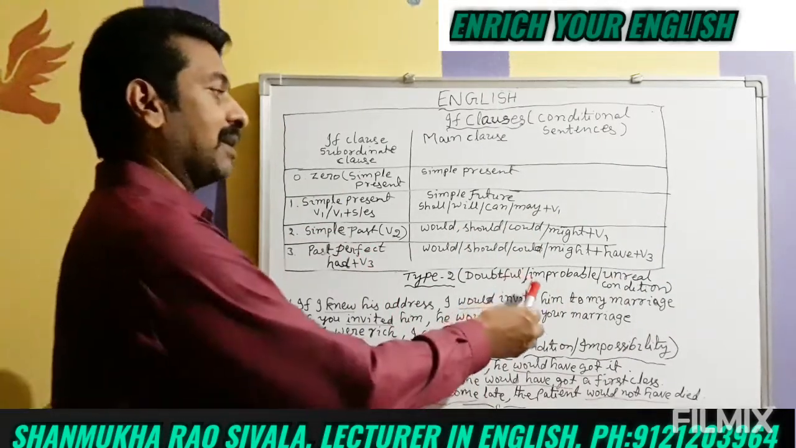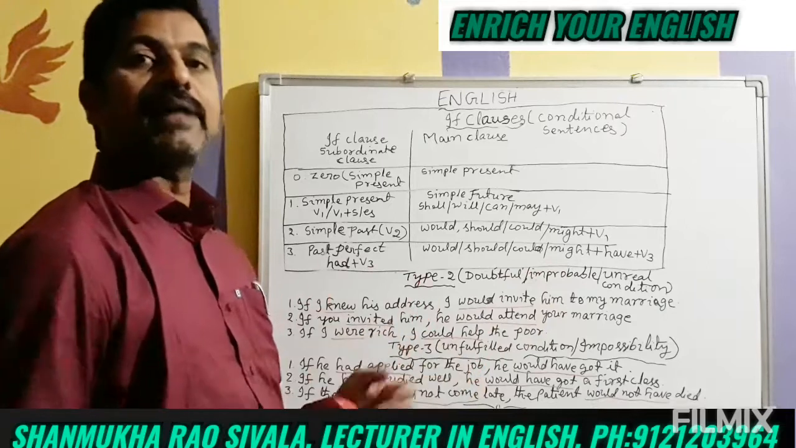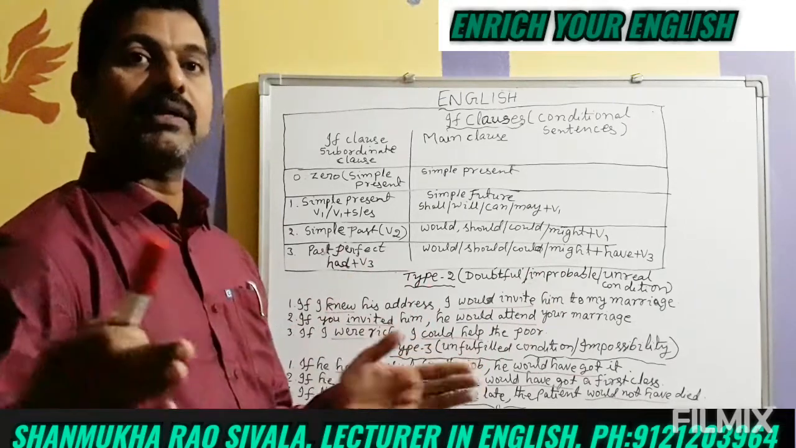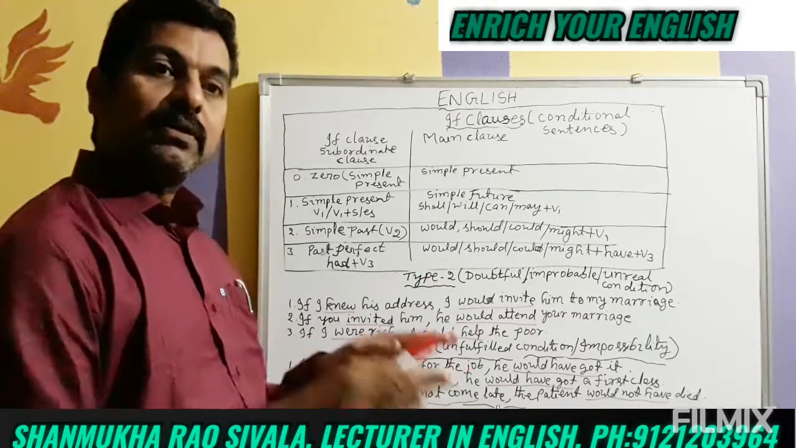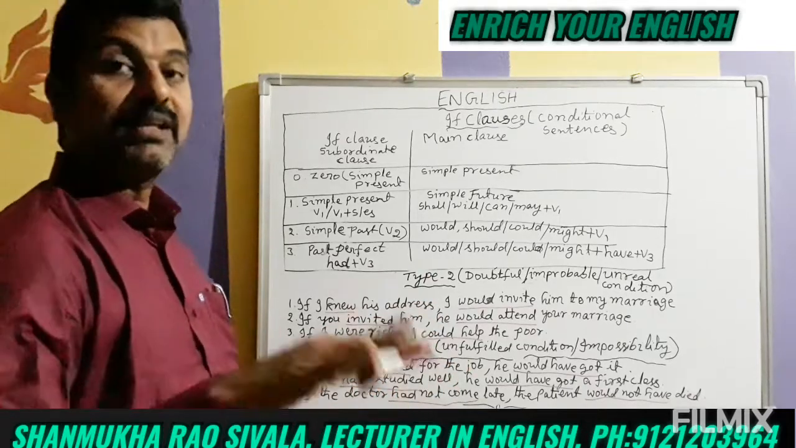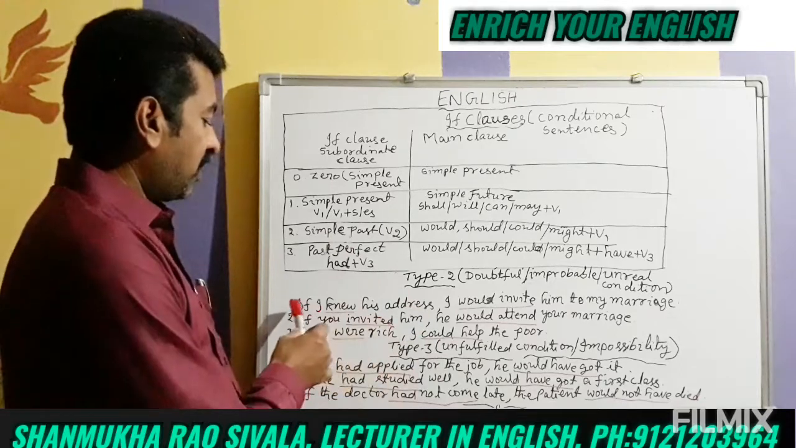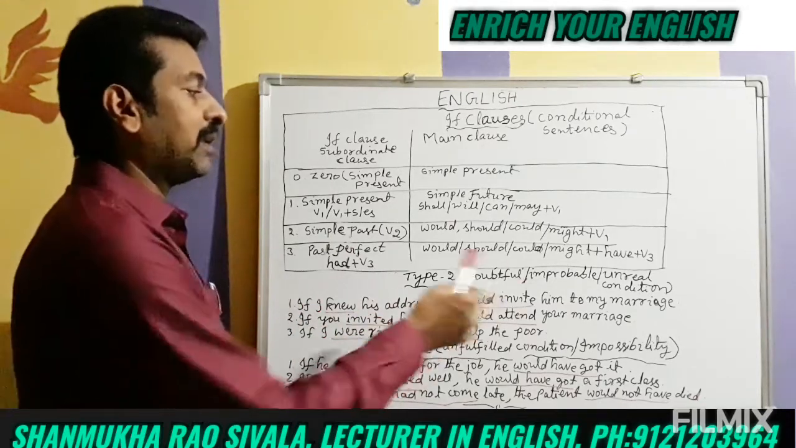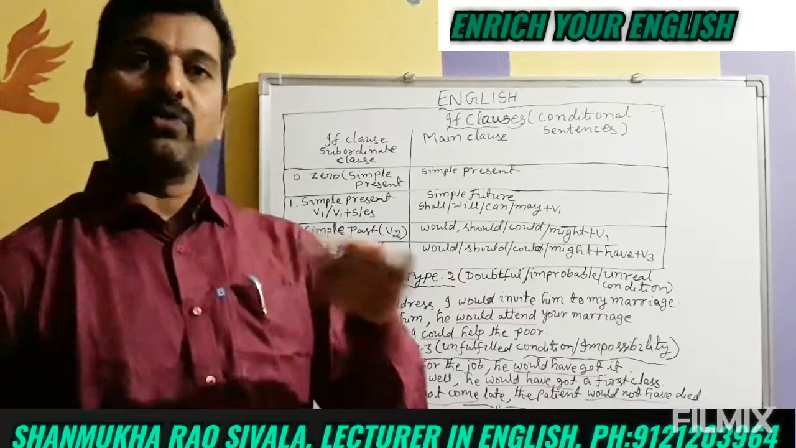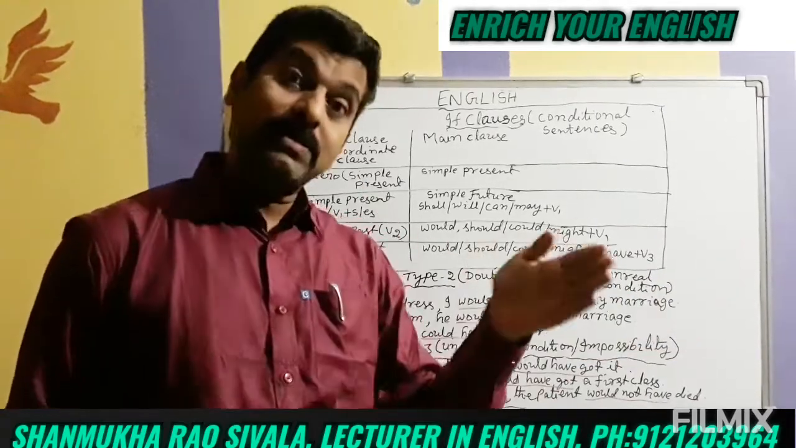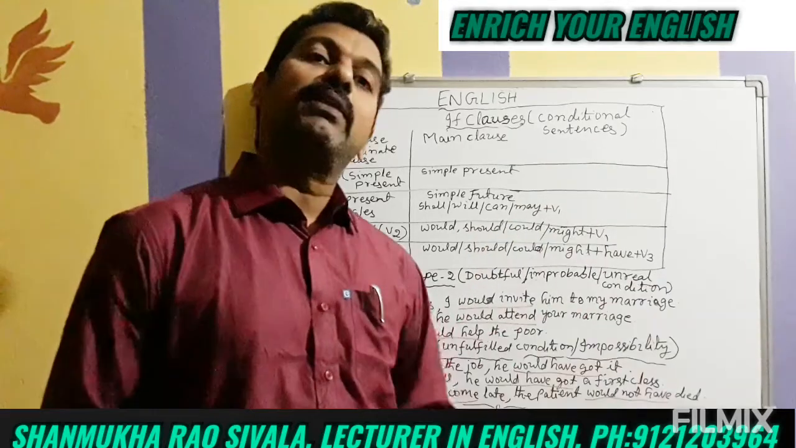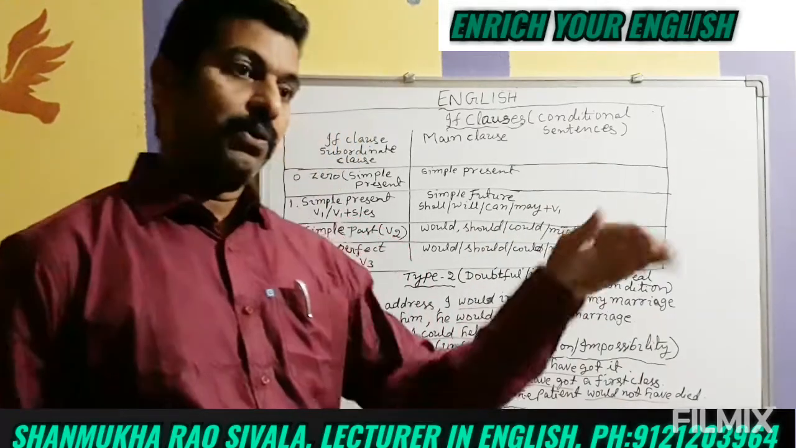Okay, improbable is less likely, less chances for that action to happen. And here its meaning is present. The sentence is in past tense, but the meaning is present. If I knew his address, I would invite him to my marriage. I don't know his address, that's why I can't invite him. So imagining, I would invite him to my marriage. Okay, doubtful.